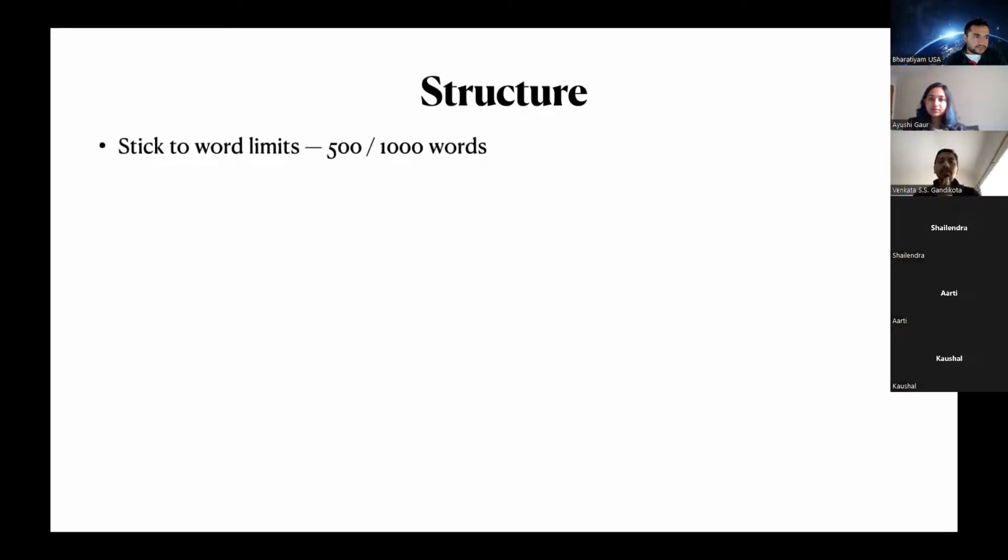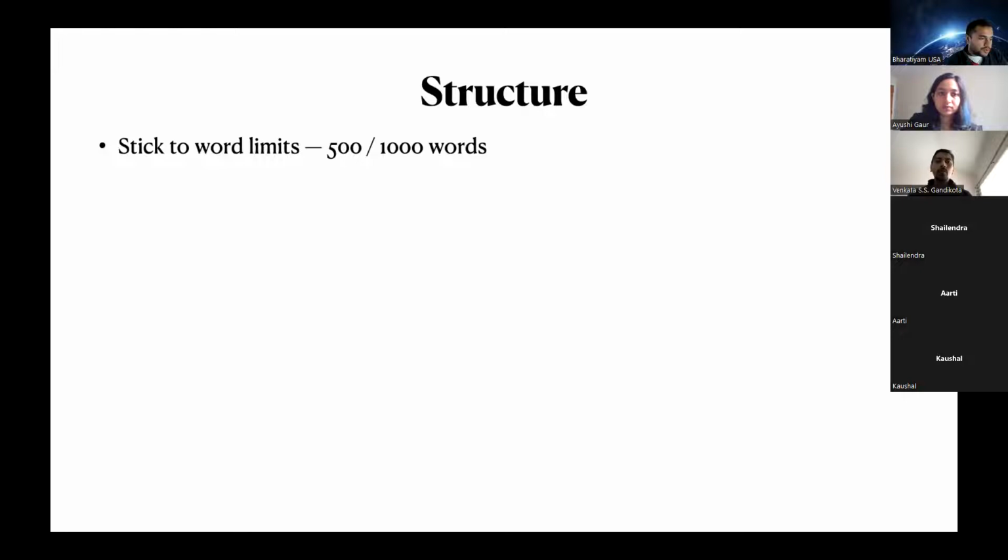For the structure, it is very important for you to stick to the word limit, whatever has been asked. Different universities have different word limits. It could be 500 words or 1,000 words or 1 page or 2 pages. The limit is usually already mentioned, so make sure you stick to that. 2 pages is 2 pages. Don't go beyond 2 pages by even one line. Stick to the 2 pages.